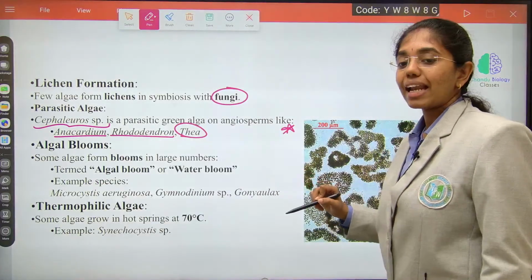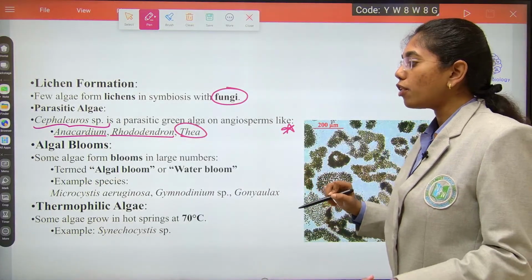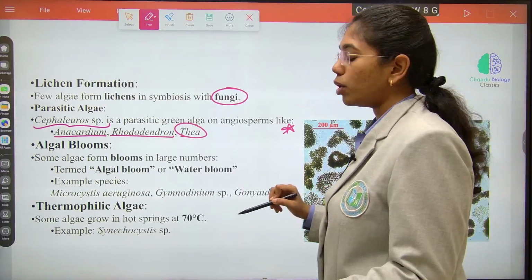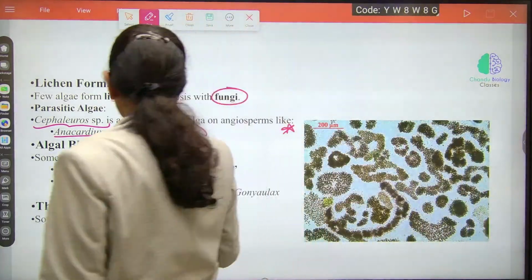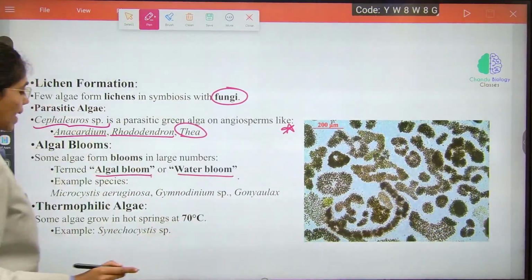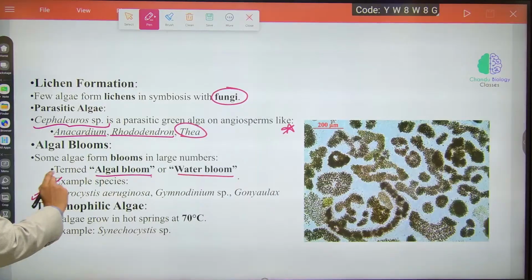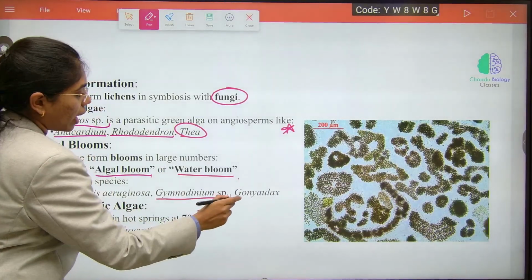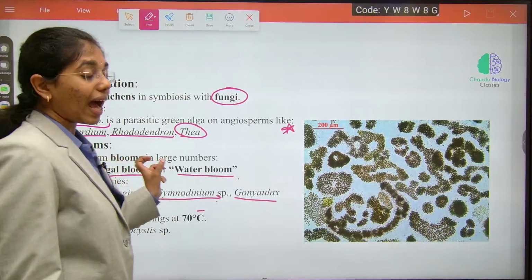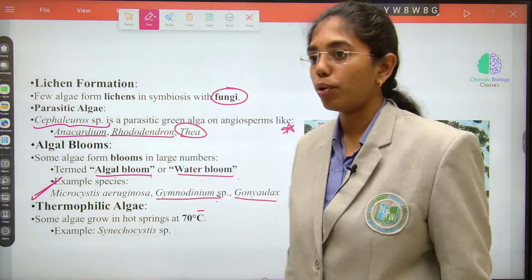Next is algal blooms. Some algae will form blooms in large numbers. Algal blooms are also addressed as water blooms. Examples you can see are Microcystis, Gymnodinium and Gonyaulax. These are the examples for what? Algal blooms or water blooms.